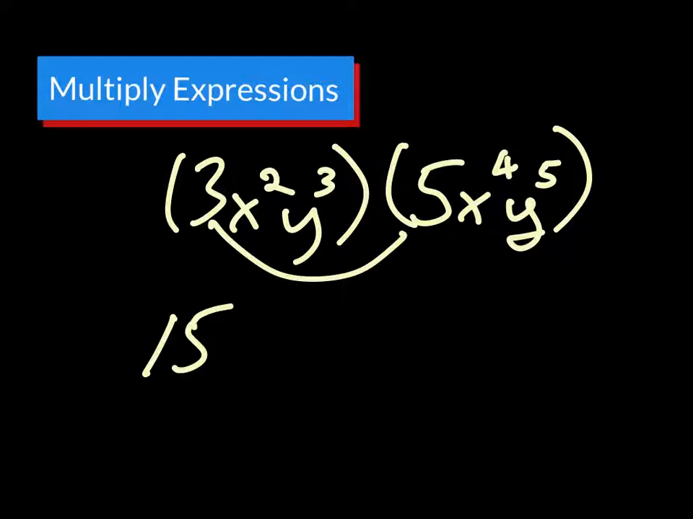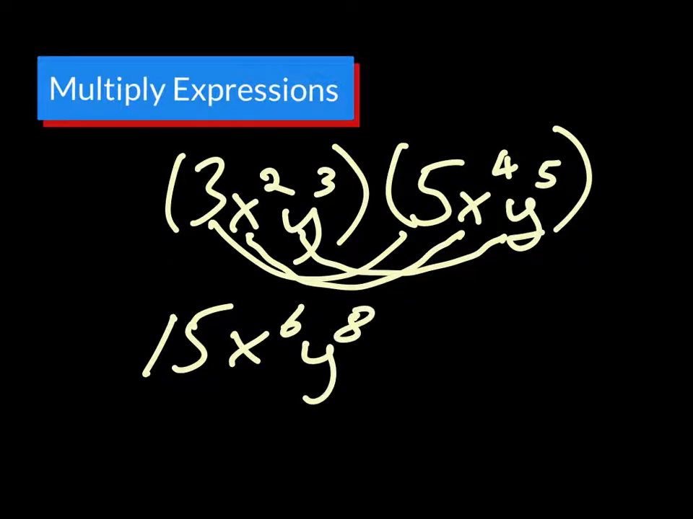In step 2, we're going to multiply the variables, and if the bases are the same, we're going to multiply them by combining the exponents. So x squared times x to the 4th is going to be x to the 6th. And y cubed times y to the 5th is going to be y to the 8th. So the final answer is 15x to the 6th, y to the 8th.